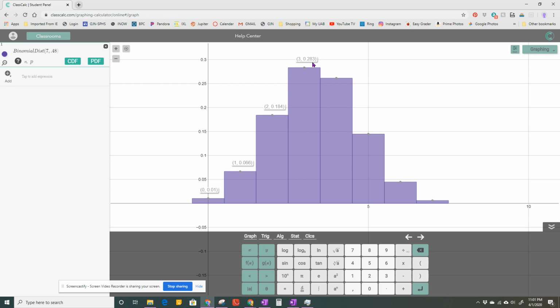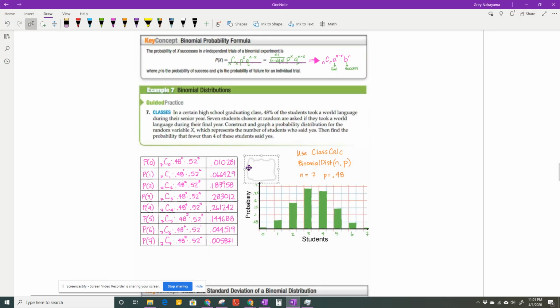And so I'm going to add up 0.283, 0.184, 0.066, and 0.01. And when you add all those up, which is, that's not what I wanted to do, go away. Okay, I'm adding up these 4 right here. And what do I get? I get 0.543, which is 54.3%. So again, easy problem if you practice. So that's what I want you to do in your homework problems, is practice using ClassCalc.